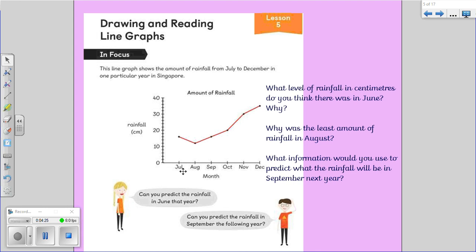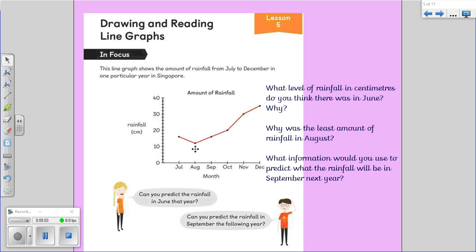Okay, you might think that the rainfall for June may be something between 18 and 20 centimetres, because we can see here in July that the rainfall is 16 centimetres, and then we can see that it's decreasing as it goes to August, and then it increases again after that. And we know we can predict that as it's going from colder months to hotter months, the rainfall will decrease.